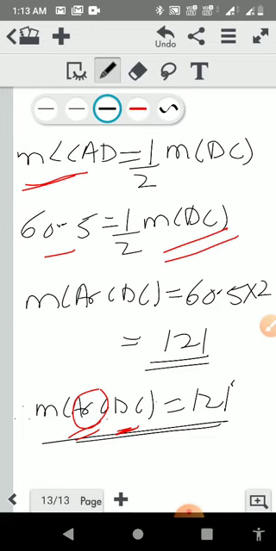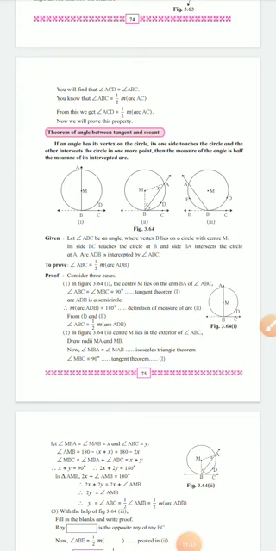Then we will see the next part, that is the theorem of the angle between the tangent and secant. According to the statement of this theorem, if an angle has its vertex on the circle, one side touches the circle and the other intersects the circle in one more point, then the measure of the angle is half the measure of the intercepted arc.